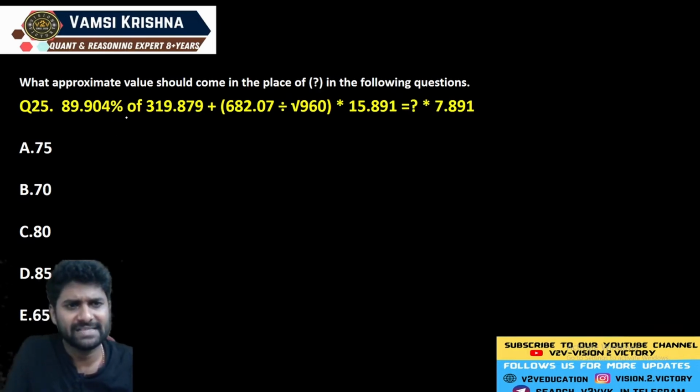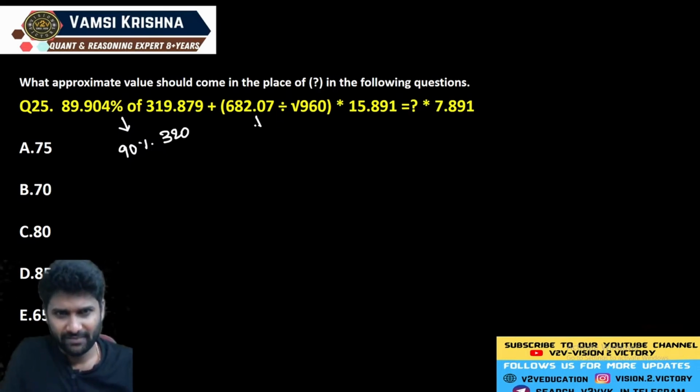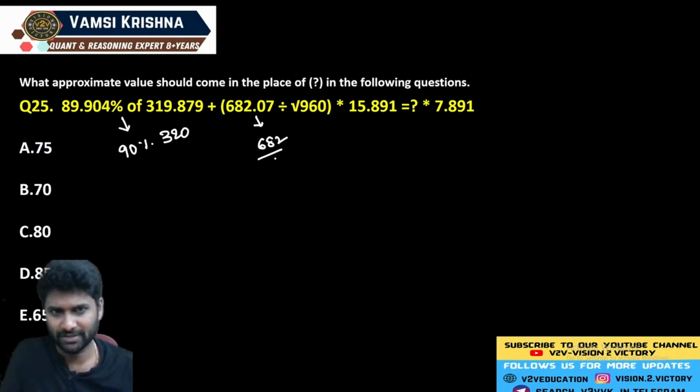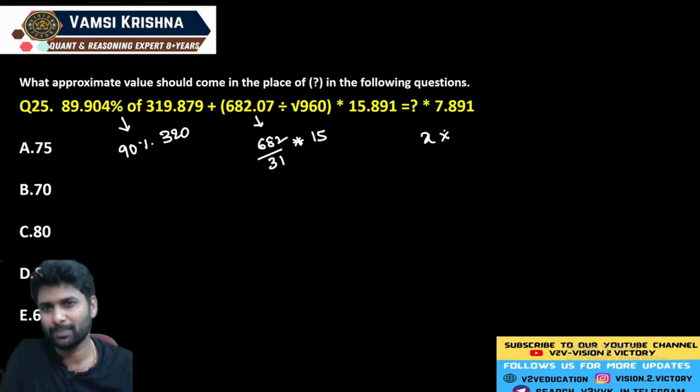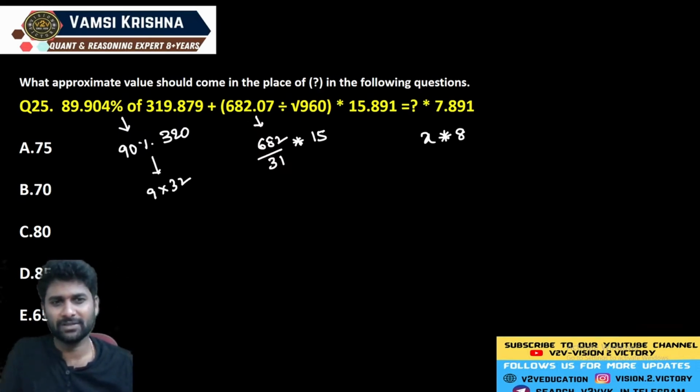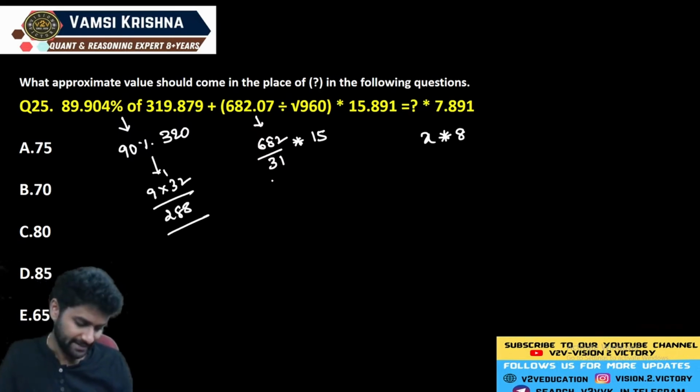See the next one. It's 89.99 percentage. Take 90 percentage of 320. It's a value of 682. And you already know that 960 means it's the value of 31 square, again multiplied by 15, which is exactly equal to x multiplied by 8. Now go through the simplification here. So 9 is multiplied by 32, 288. You will get 288 here.